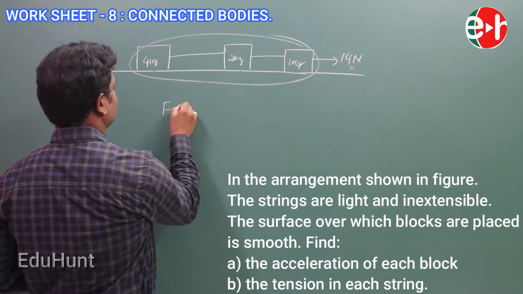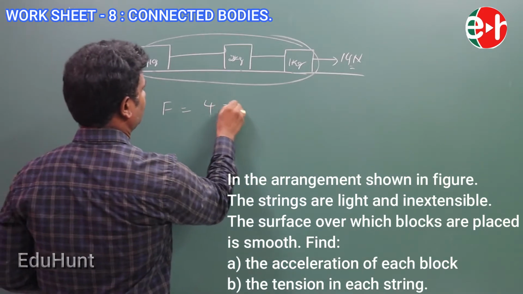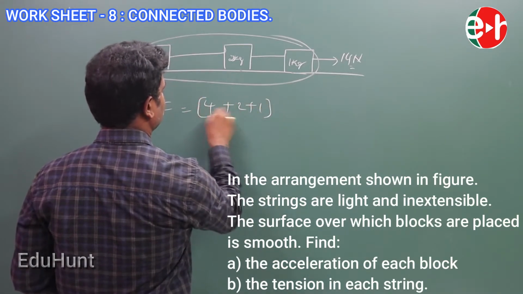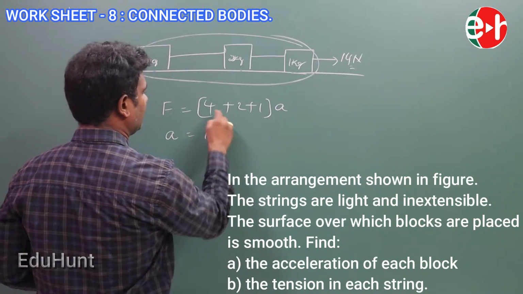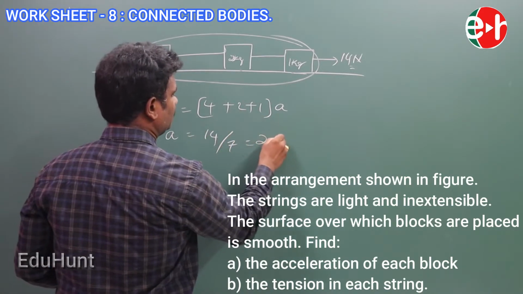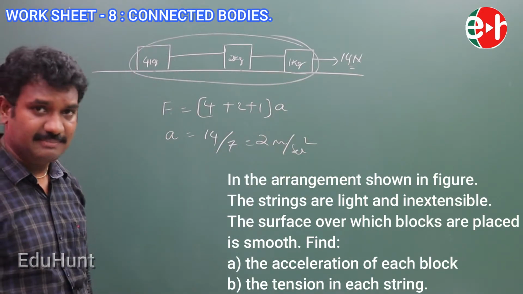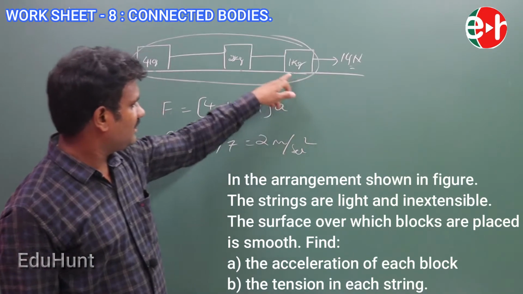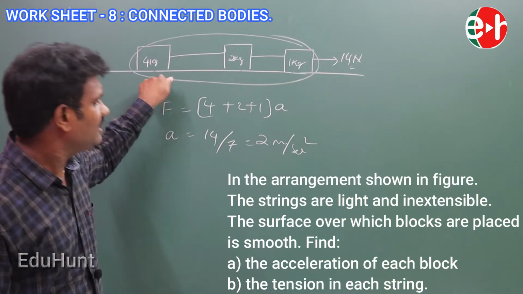That's why F is equal to mass of this system into acceleration of the system, 4 plus 2 plus 1 into acceleration. That's why acceleration is equal to F, means 14 by 7, that is equal to 2 meter per second square. Means this system moves with an acceleration of 2 meter per second square. Means this moves with 2 meter per second square, this moves with 2 meter per second square, this also moves with 2 meter per second square.